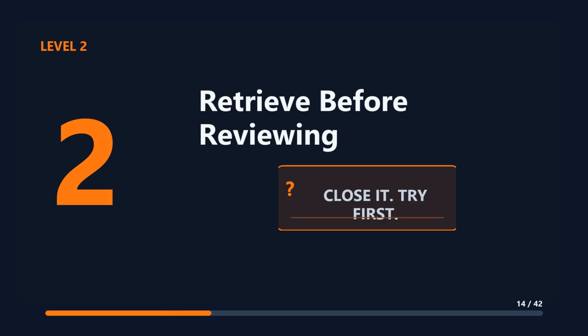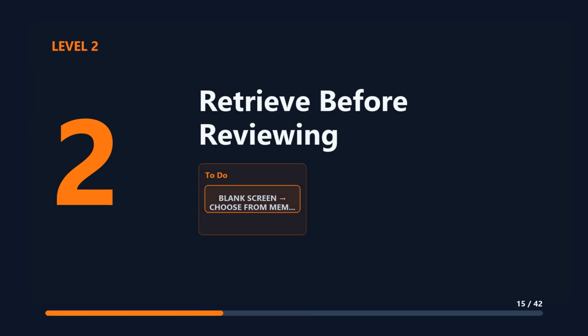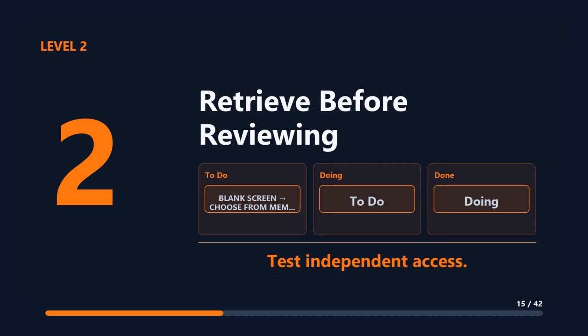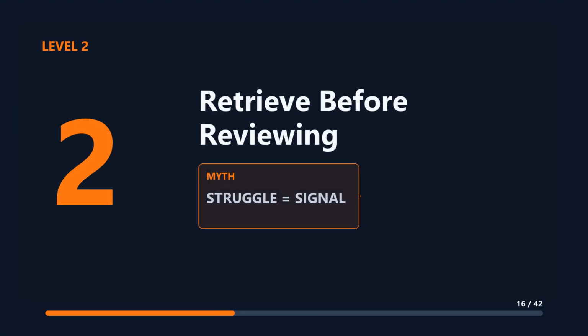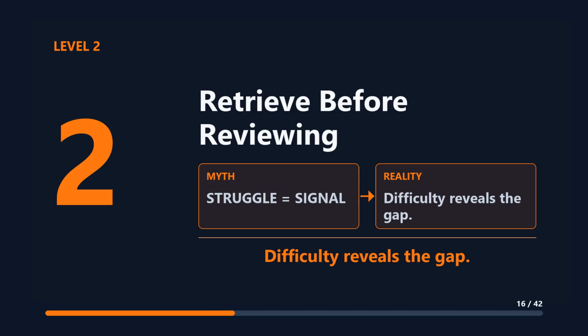Stage 2 is retrieving before reviewing. Close the notes, pause the tutorial, and try to produce the answer with only the question in front of you. Ava opens a blank spreadsheet and asks herself which formula she would use. Even an incomplete answer is useful because it reveals what she can access alone. Struggling for a few seconds does not mean the method is failing. The struggle is information. It shows that the memory path is still weak.